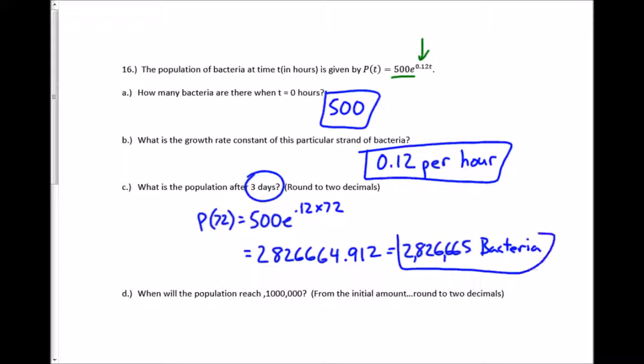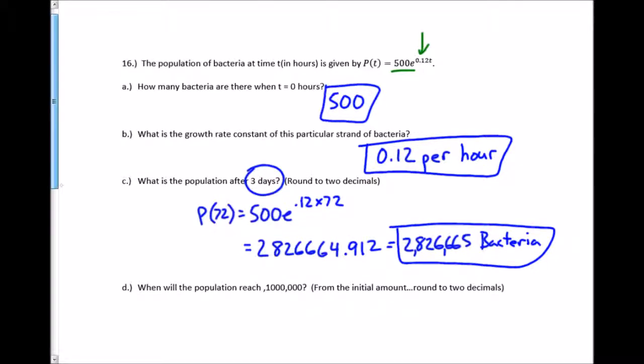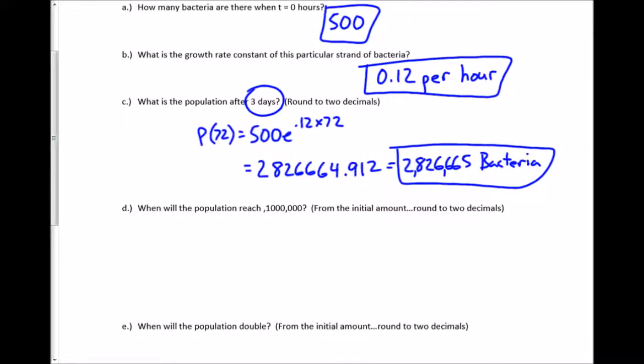Taking a look at the next one. The next one asks me to find out when will the population reach, and this comma is obviously in the wrong place here. It should be here. When will the population reach 1 million? So really, all I'm doing is setting up the same thing. I've got 500 e to the 0.12t this time. T is the thing I'm looking for, so that's my variable. And I want to know when this is going to equal 1 million.